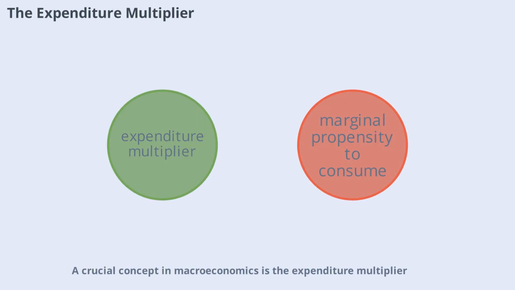A crucial concept in macroeconomics is the expenditure multiplier. It measures how a change in autonomous spending, like investment, leads to a larger change in total output. For example, if investment increases, it raises income, which then boosts consumption, leading to further increases in income. The multiplier effect amplifies the initial change. Mathematically, the multiplier is 1/(1-C), where C is the marginal propensity to consume. This concept helps us understand how policies or shocks can ripple through the economy.